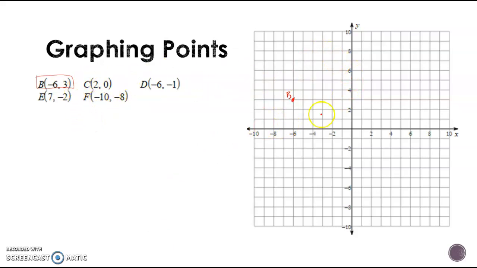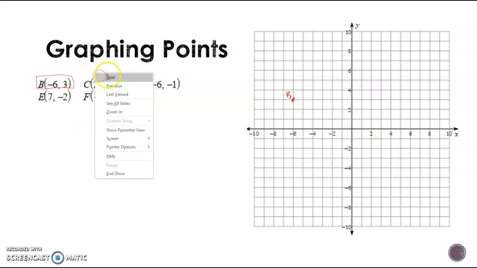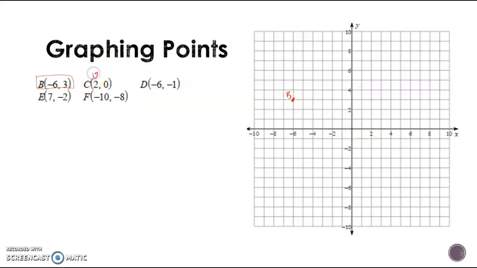C, we're going to go right. So this is going to be right 2. But since our y is 0, that means we're not going up or down any. So our C is actually going to show up right here on the x-axis.